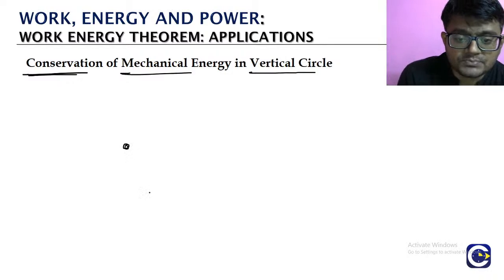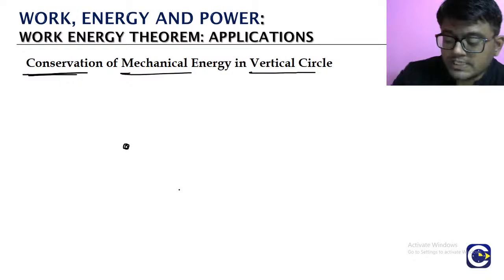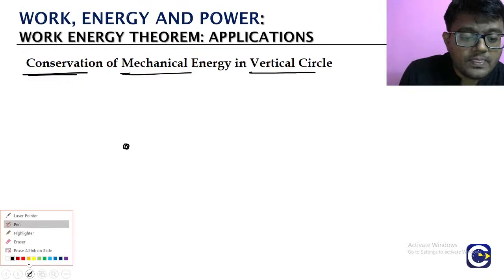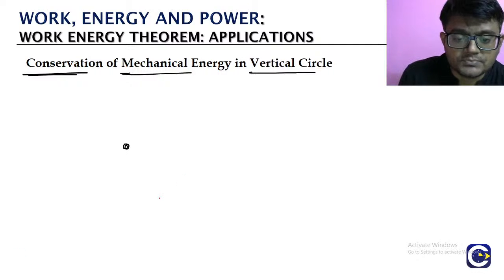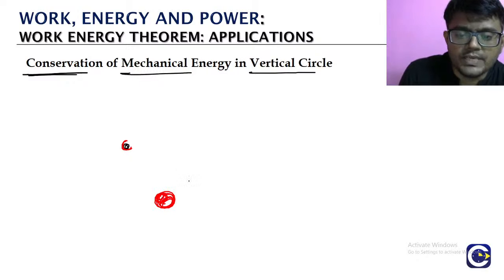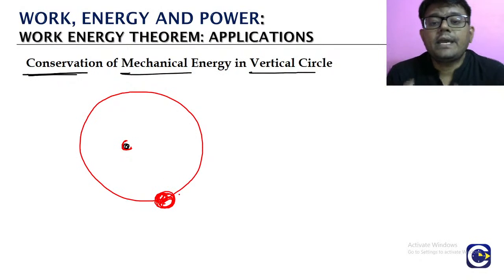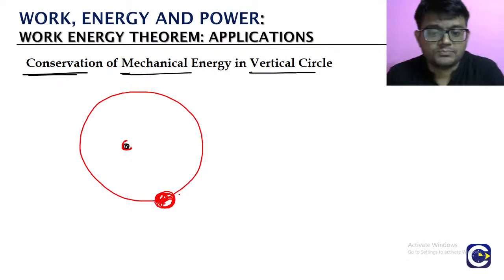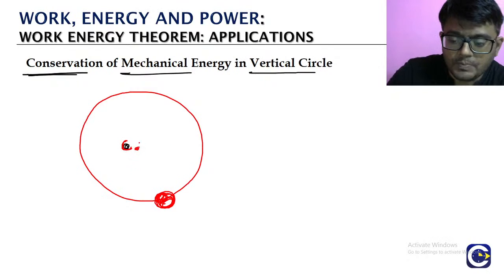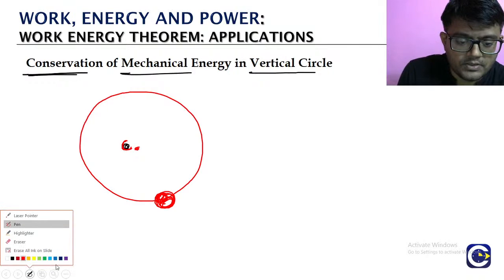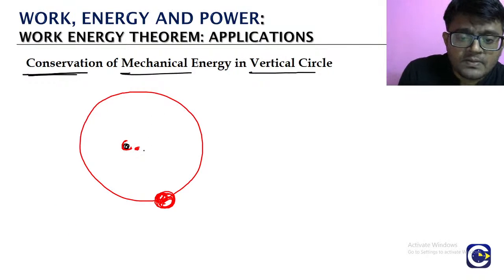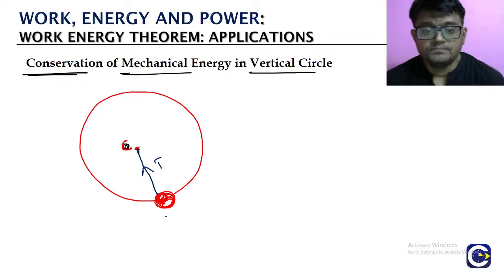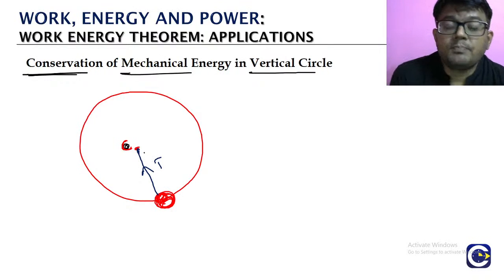Okay, so we have an object which is moving in vertical circular motion. This is the center C. This is the object. Now the thing is, when you look at what are the forces acting on the object, typically you will tie the object to a rope. So there will be tension acting in the rope, and that will be pointing towards the center of the circle.